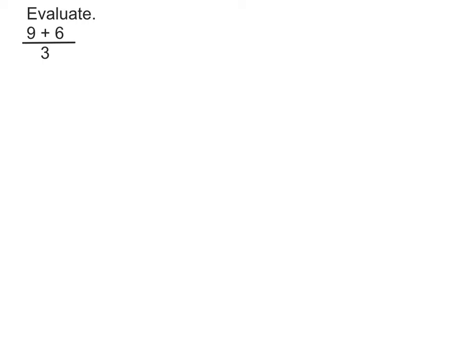So what we can do is we know that we can take 9 plus 6 first to get 15 and then divide by 3 to get 5. Okay. When we do fractions, there's an assumed set of parentheses on the top and on the bottom to let you know that you have to do everything on top first, everything on bottom second, and then the division last.